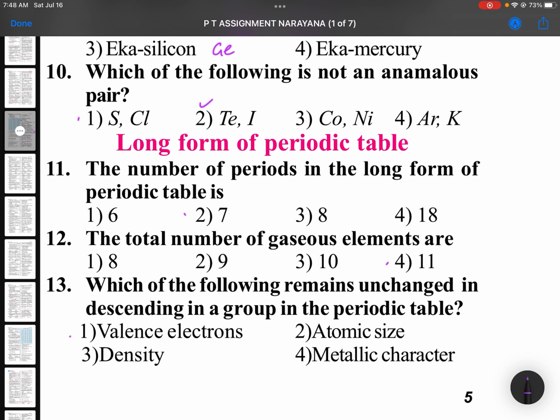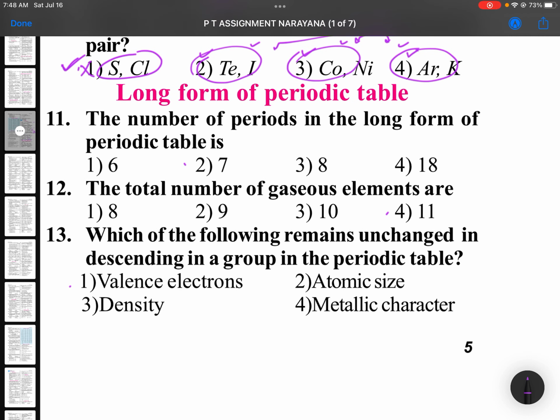Which of the following is not an anomalous pair? Tellurium iodine is an anomalous pair, cobalt nickel is an anomalous pair, argon potassium is an anomalous pair. Anomalous pair means they are not in the atomic weight order. So this is not an anomalous pair, and this is your answer. These are anomalous pairs. This is not an anomalous pair. Key answer is this one.